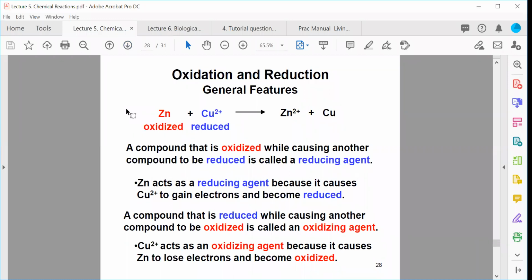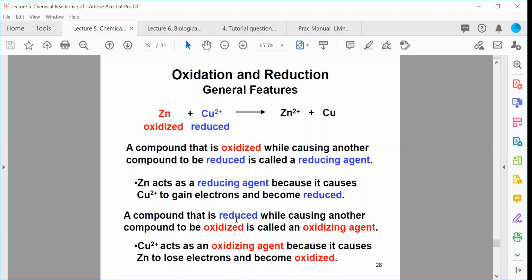Okay, another concept here, also a very confusing one. Another counterintuitive concept. All right, a compound that is oxidized while causing another compound to be reduced is called a reducing agent. Okay, so zinc acts as a reducing agent. Even though zinc itself is oxidized, it acts as a reducing agent because it causes the copper cation to be reduced.